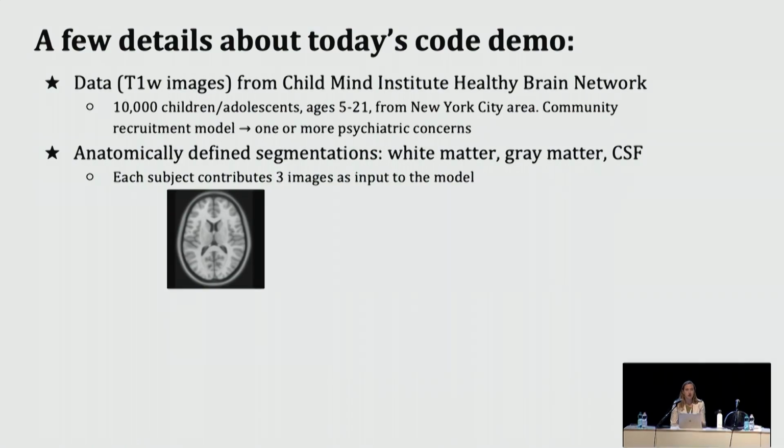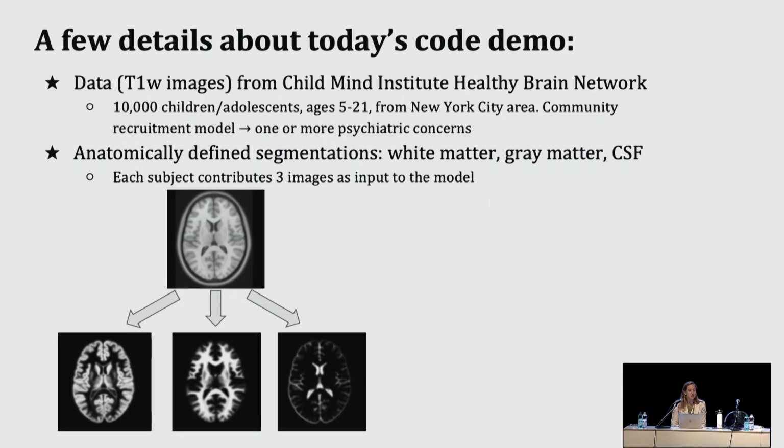I also introduced the idea of making a random split in the brain, right down the middle twice. Today I want to introduce a more anatomically defined split. We know there are better segmentations you can do of the brain than just splitting it in half. So today we're going to look at splitting a T1 into gray matter, white matter, and CSF masks, and look at how that helps this model.